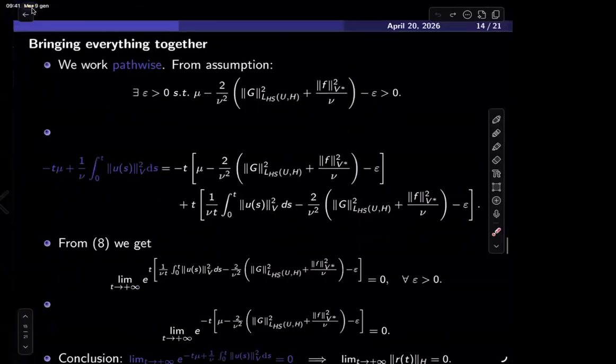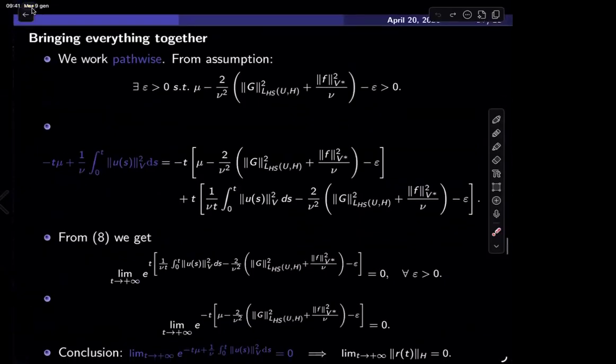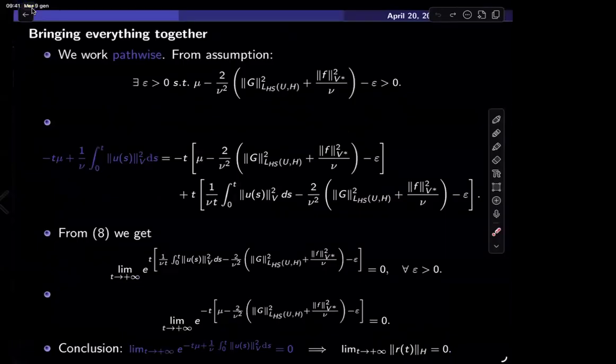If you put everything together, you are able to prove that the difference of U and V goes to 0 when time goes to infinity. From the assumption we know that mu has to be strictly greater than this quantity here, so there exists an epsilon greater than 0 such that this inequality holds true.